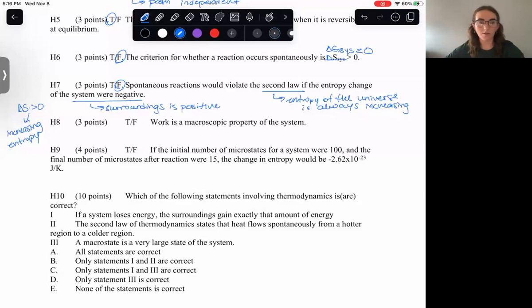No, Ethan. So the system and surroundings cannot have the same sign, because if the system is getting more disordered, that means that the universe had to be less disordered. Same thing where the system and the surroundings can never have the same delta H value. If the system is heating up, that means that the surroundings had to cool down. Yep, Adrian, we could say that in order to make this true, the spontaneous reactions would not violate the second law if the entropy change of the system were negative. Perfect.